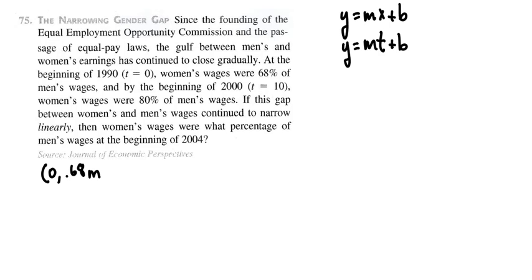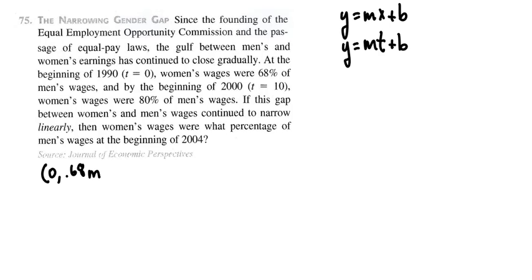Okay, so I want to continue where I left off before. We're looking for a linear function that's going to model the narrowing of women's and men's wages over time. And so, since we're looking for a linear function, we go back to our basic linear equation, which is y equals mx plus b. Here, we're not working with x, we're working with t as our independent variable. So I swap out the x and put a t in.